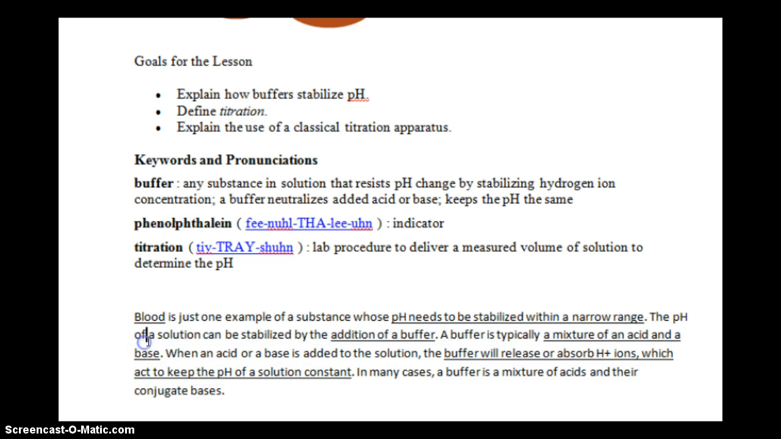So I added this paragraph to my notes and underlined the key points. Blood pH needs to be stabilized within a narrow range with the addition of a buffer, a mixture of an acid and a base, and the buffer will release or absorb hydrogen ions, which act to keep the pH of a solution constant.